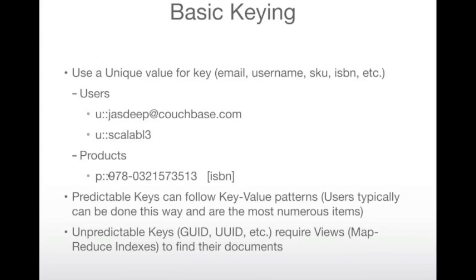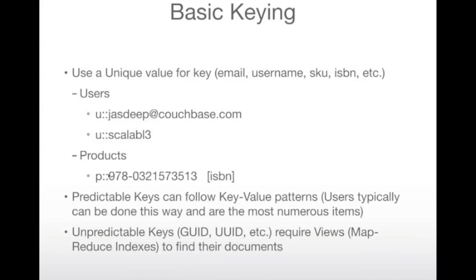Obviously, since it has to be unique within the bucket, things that are typically unique are what are more often used. So like an email address will be unique. Usernames can be unique. You know, SKUs or ISBN numbers are unique. And then you're creating a format. I typically, and a lot of developers typically, prefix with, this is not strictly necessary, prefix with sort of the type.